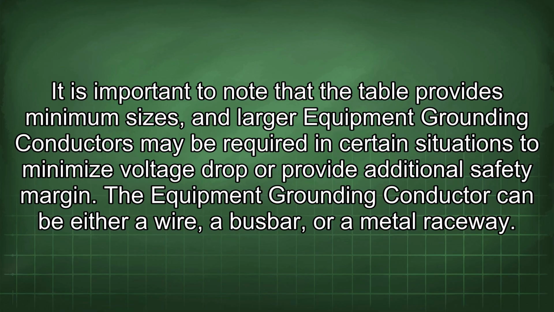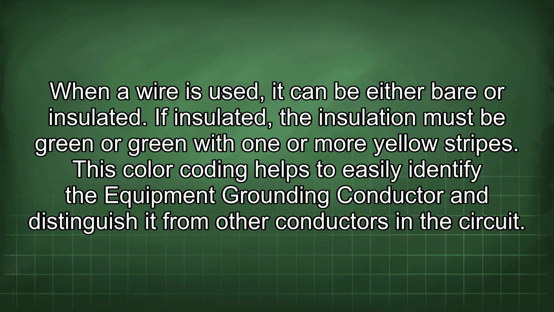The equipment grounding conductor can be either a wire, a bus bar, or a metal raceway. When a wire is used, it can be either bare or insulated. If insulated, the insulation must be green or green with one or more yellow stripes. This color coding helps to easily identify the equipment grounding conductor and distinguish it from other conductors in the circuit.